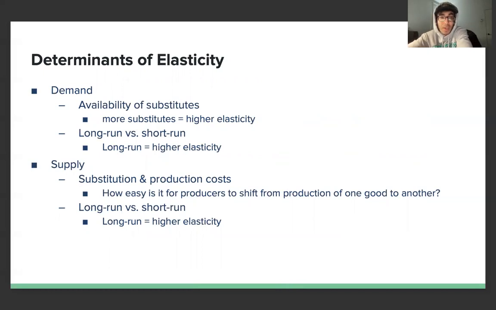Okay, coming to supply elasticity, it's the same logic in terms of substitution. So if there are many substitutes available for the product, another thing that plays here is the production cost. If there are many other substitutes, and let's say the production costs are lower to shift production from one good to the other, then the elasticity would be higher. And the logic for long run versus short run is again the same. In the long run, it's easier to shift production from one good to the other, so you have higher elasticity.